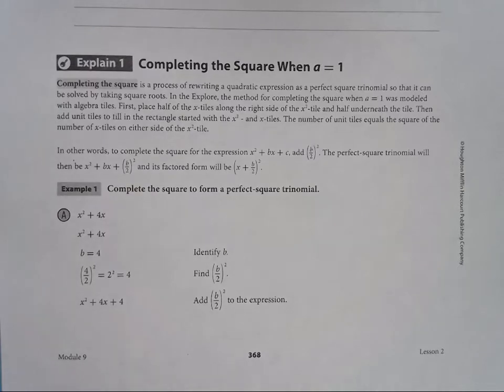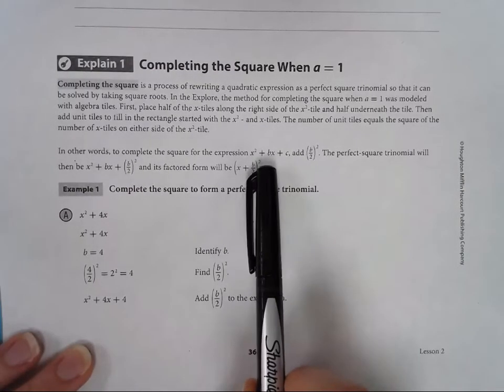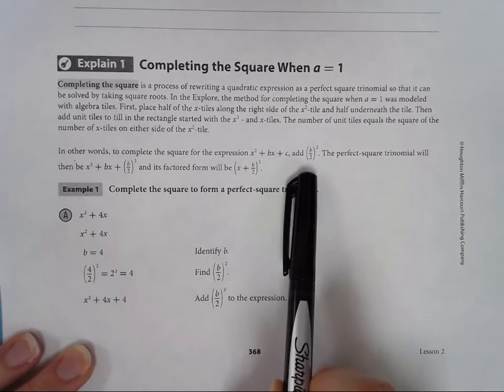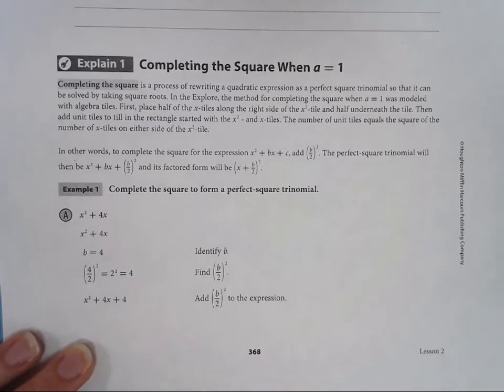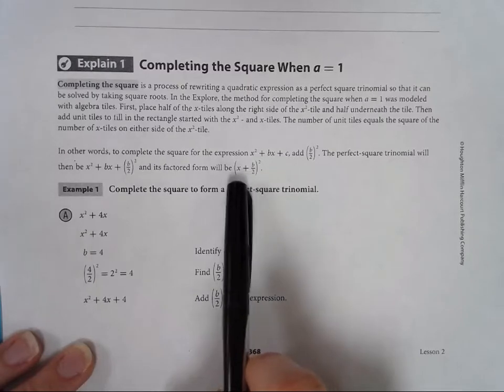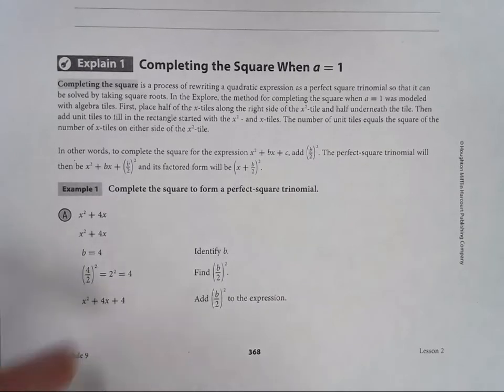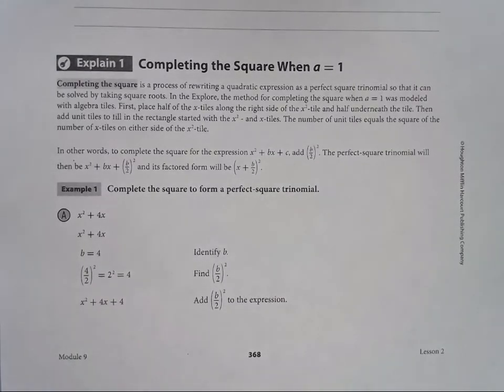To complete the square for an expression x squared plus bx plus c, we will need to add a value of half of the b squared in order to make it a perfect square trinomial. We can also factor this perfect square trinomial, and the factor will be x plus half of the b, and all that quantity squared will be the factor for that new trinomial.